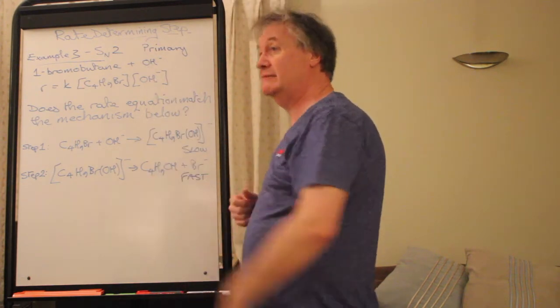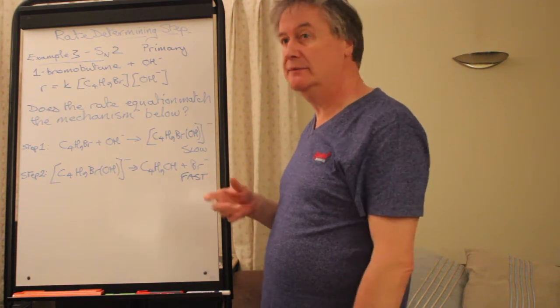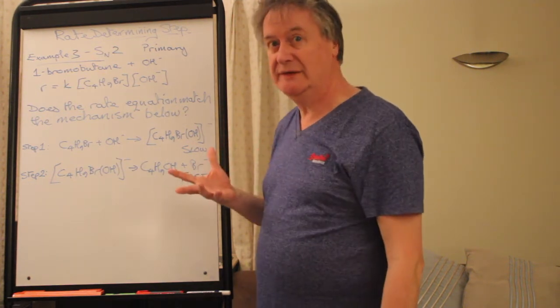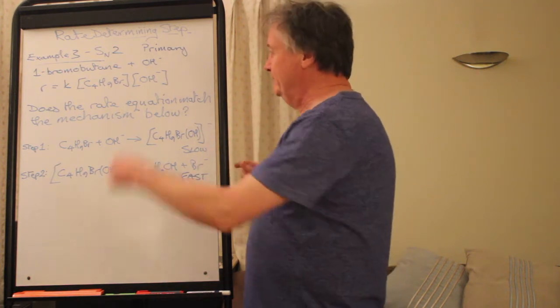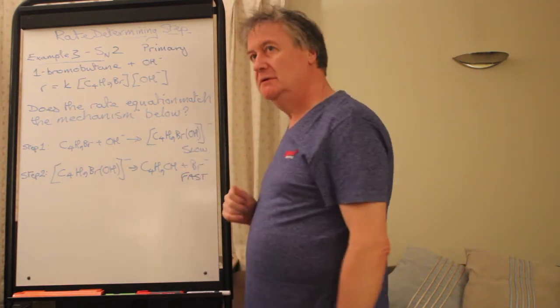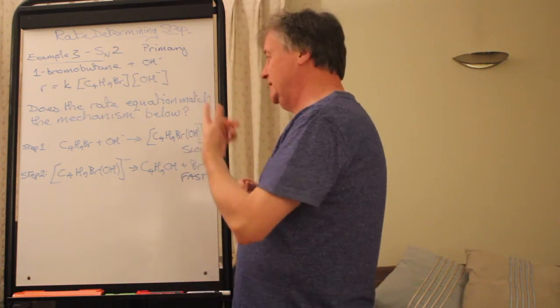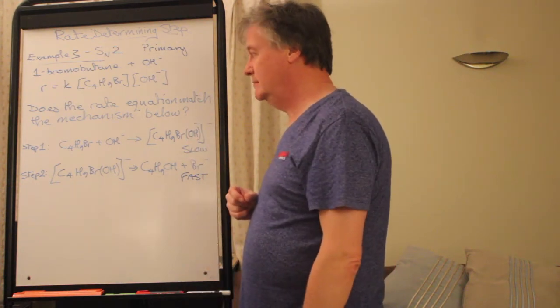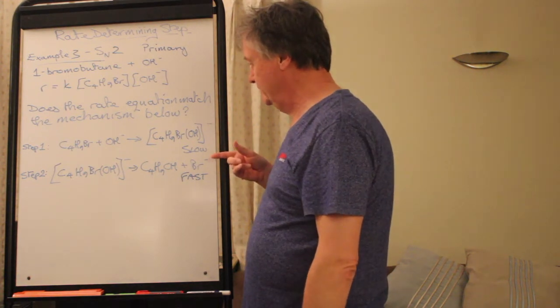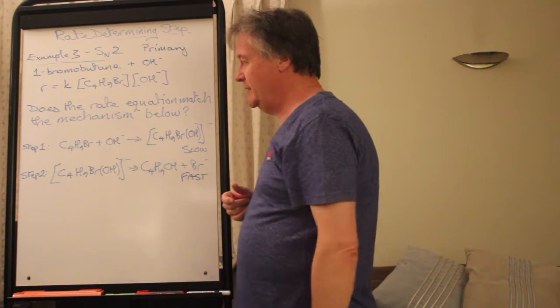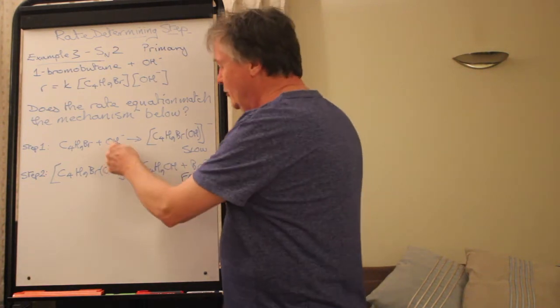Now you'll recognise that rate equation from the other example as incorrect for SN1. Turns out it's correct for SN2. Here's why. This is the question that I said you'll get asked in many of the questions. Does the rate equation match the mechanism? And here's the mechanism. First step is a slow step. That combines with the OH minus. Why is that a slow step?